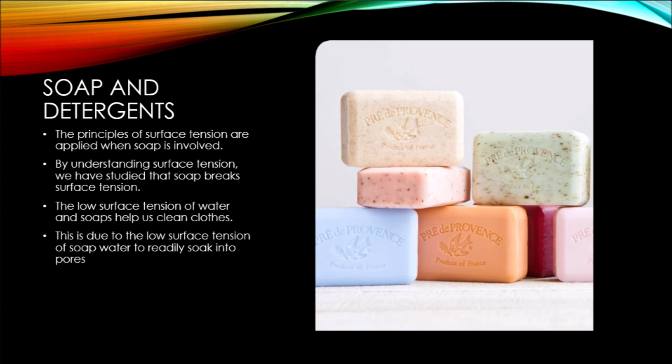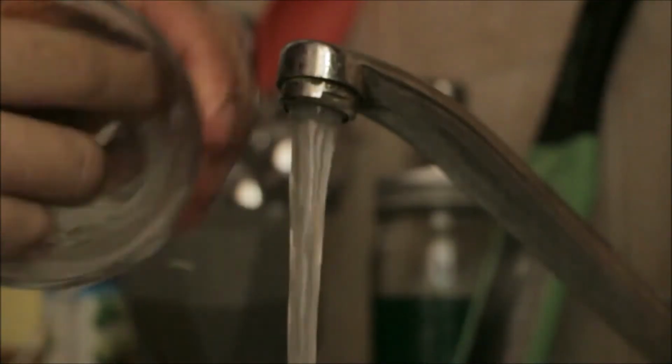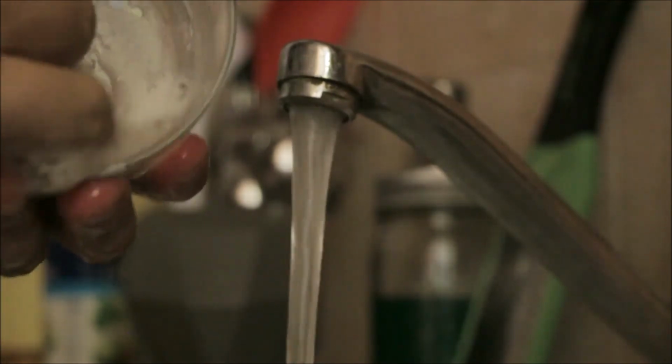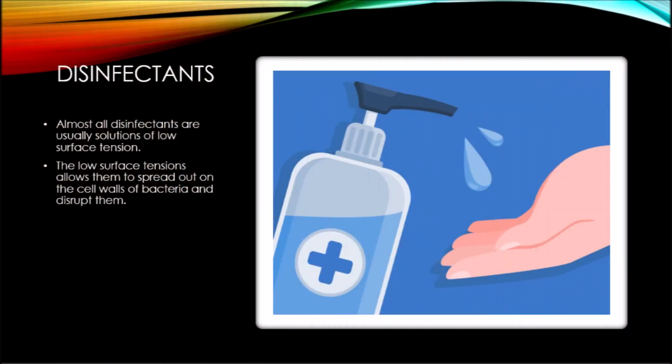By understanding how surface tension works, we have been able to produce soaps and detergents that effectively break the surface tension of water. This results in easier cleaning of our clothes with soap because the low surface tension of soap water readily soaks into pores and kills the bacteria.